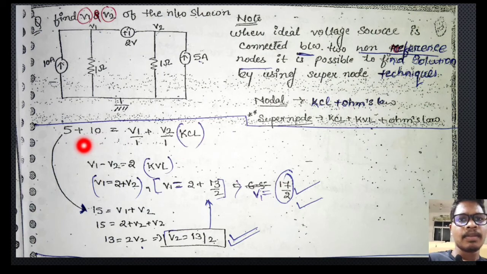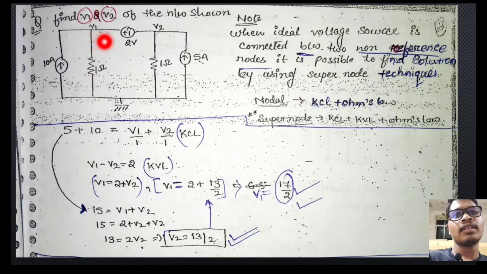So see, here put the KCL equation. This is our 5 ampere flowing like this, and the 10 ampere flowing like this. So 5 plus 10 is equal to V1 divided by 1 plus V2 divided by 1, because of the current across here and the current across here. And this is another equation, V1 minus V2 is equal to 2, because of the potential difference across the two nodes.